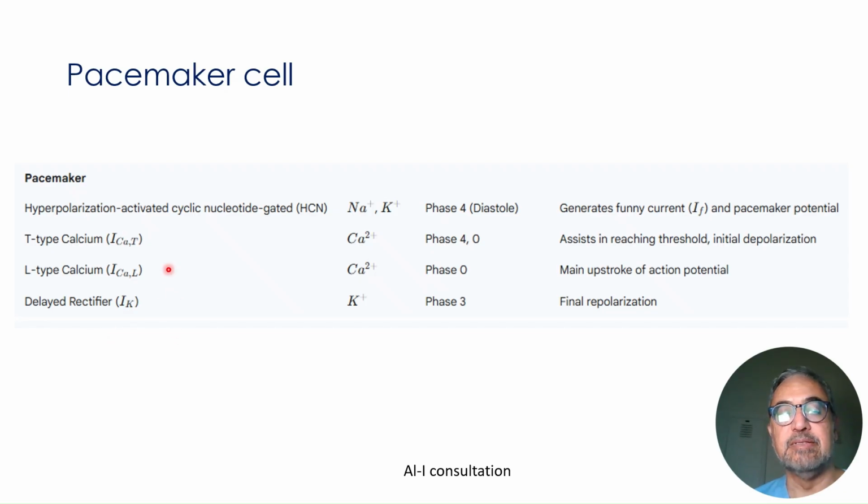In the pacemaker cell, you have hyperpolarization-activated cyclic nucleotide-gated channels, sodium and potassium, and they happen in phase 4. The T-type calcium, phase 4 and phase 0, L-type in phase 0, and the delayed rectifier current in phase 3.